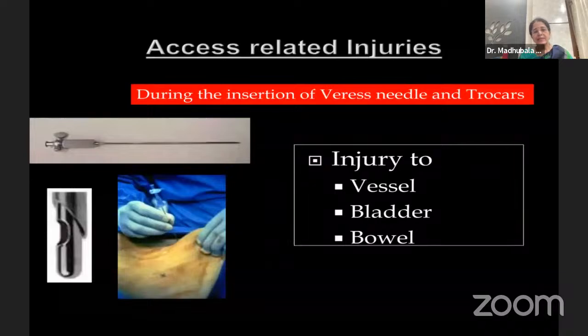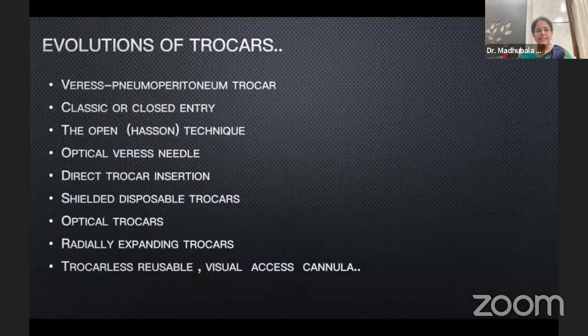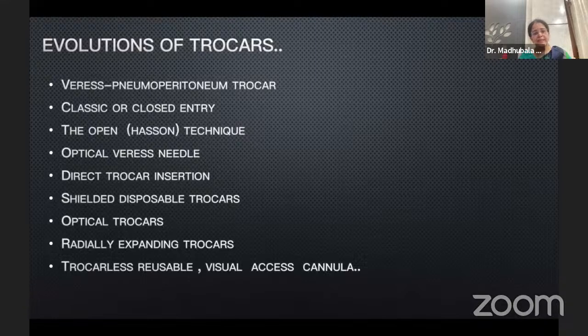The access-related injuries can occur during the insertion of the Veress needle and also during the insertion of direct trocars, which is being followed mostly nowadays. Again, injuries to the vessel and to the viscus. There has been a lot of evolution of trocars, from the pneumoperitoneum trocar to closed entry, open technique, and trocarless reusable visual access cannula. We are seeing so many types of trocars. It means that we don't have a safety trocar as such.